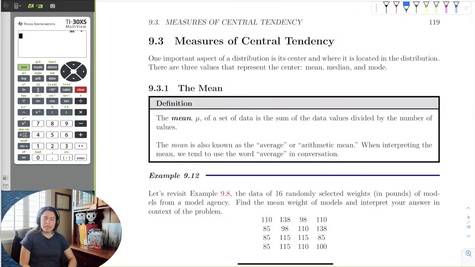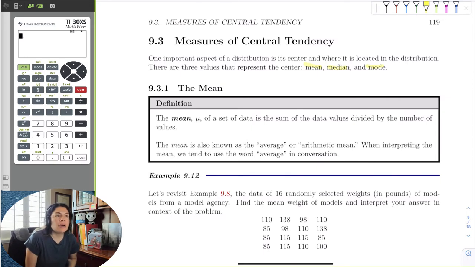Hi, so in this section, we're going to calculate the measures of central tendency, essentially just looking at the center of our data and seeing if we can make conclusions from it. There are three pieces to the center: the mean, median, and mode. We're going to first discuss the mean, then the median, and lastly the mode. And the mode is actually one of my favorites.